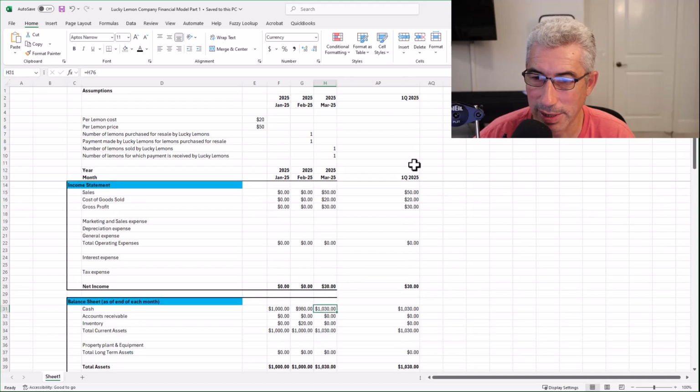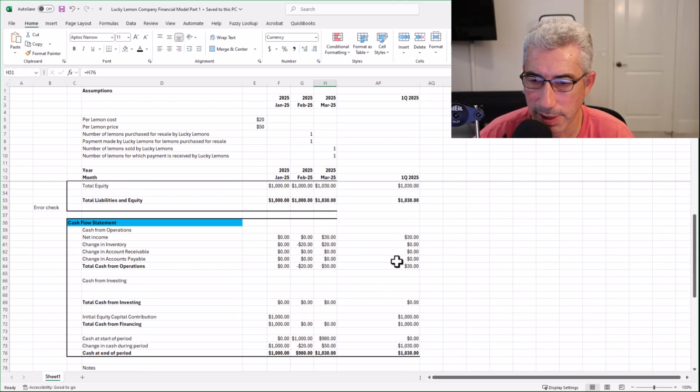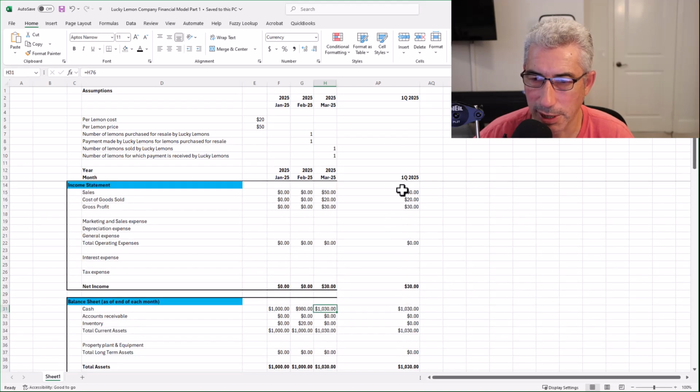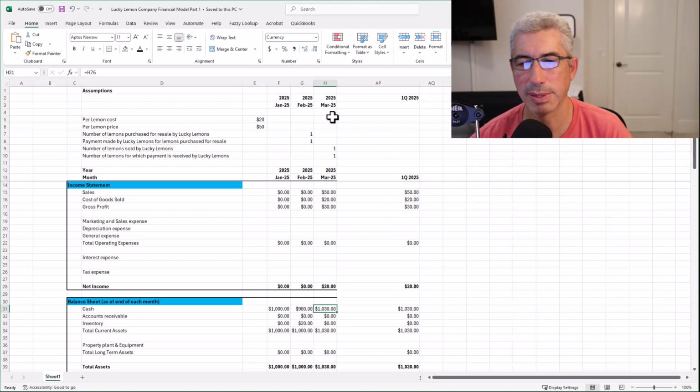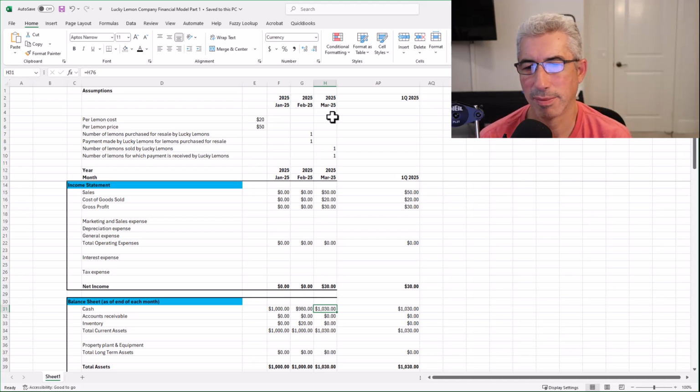If on this last line or column here, I sum the first 3 months to give the income statement, and then the balance sheet, I'll take the snapshot of the last month. Cash flow statement, I sum the 3 months, and so you get the financial statements for the first 3 months here. But that's it. It's showing an integrated 3-statement financial model for the Lucky Lemon Company.